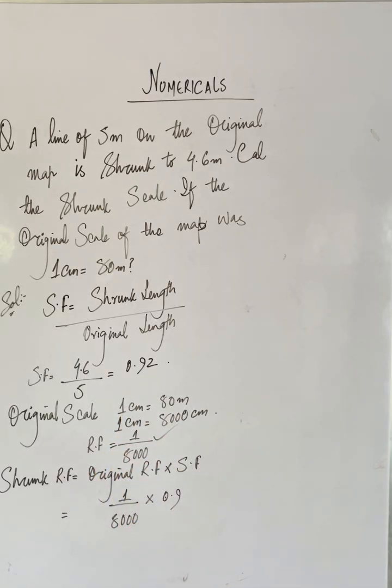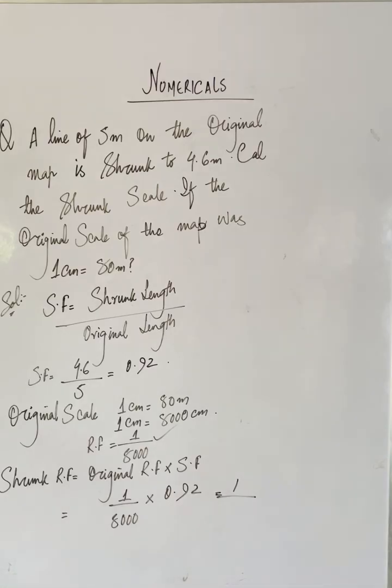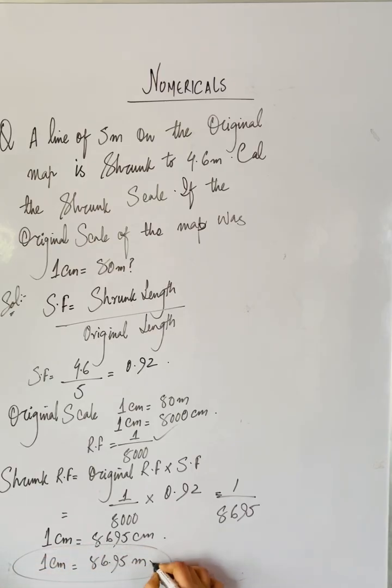Please do not confuse yourself here. Let me write it again. Which will come equivalent to 1 by 8695. So my shrunk RF is 1 by 8695, which means 1 centimeter represents 8695 centimeters, or 1 centimeter is equal to 86.95 meters. So this is my shrunk scale, right? So we found the shrunk scale, and which came equivalent to 1 centimeter is equal to 86.95 meters, right? Let's try to solve the question.